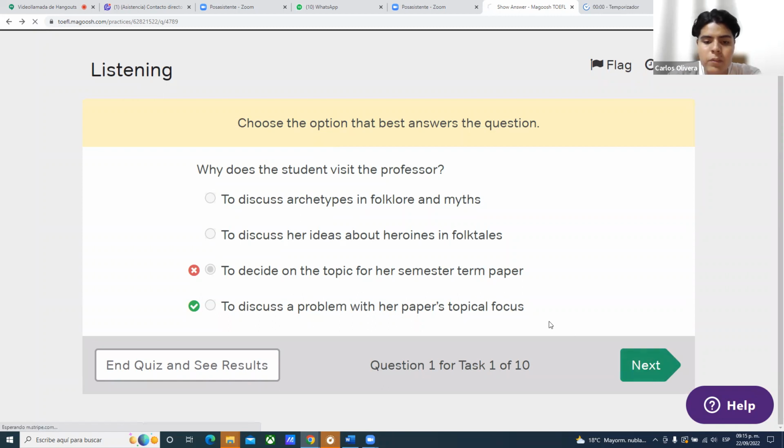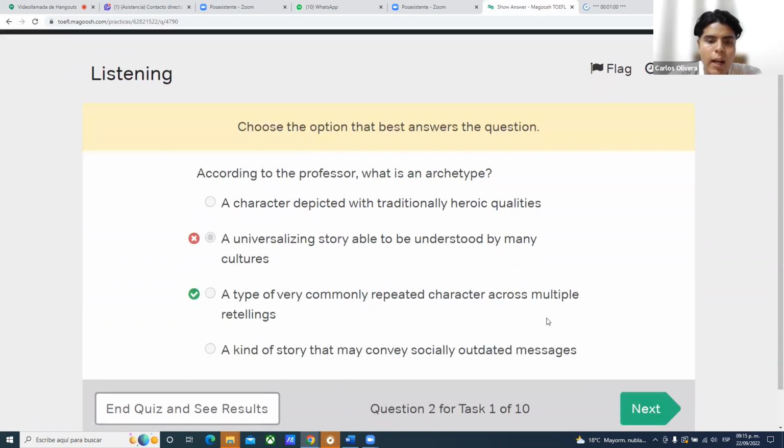So let's continue. It's number 2. According to the professor, what is an archetype? A type of very commonly repeated character across multiple retellings, right? There is a particular part in which the professor says this, right? That an archetype is a character that is repeated in different stories, right? And not just one particular culture has a story that presents a character very similar to this one, so that they basically fall into a category, and that is what an archetype is, right?